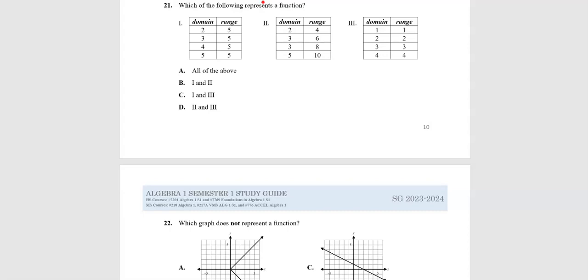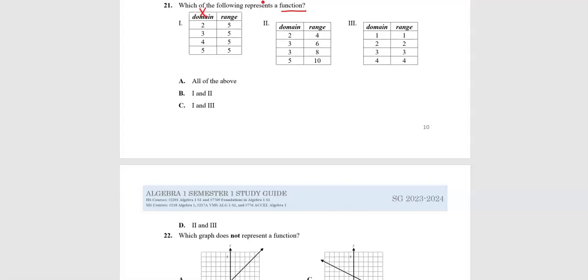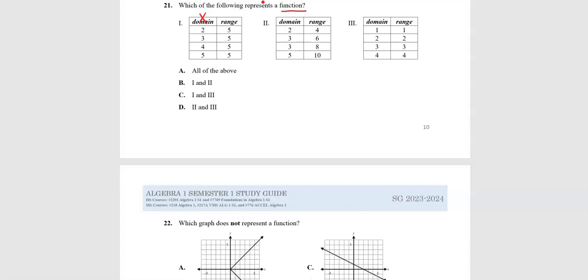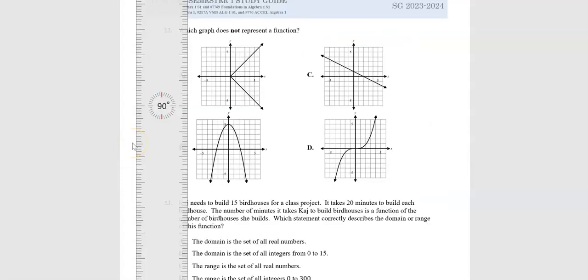Now we're looking at functions, so we're looking at which one represents a function. Remember that in a function, every input has exactly one output, which means that we only care about our domains, which are our x values. We do not want any duplicates. So 1 is a function, 2 is not because I have 2 3's there, and 3 is a function, so C is our answer.